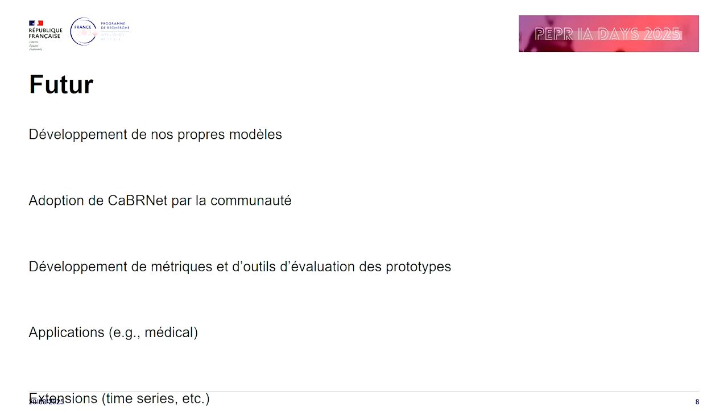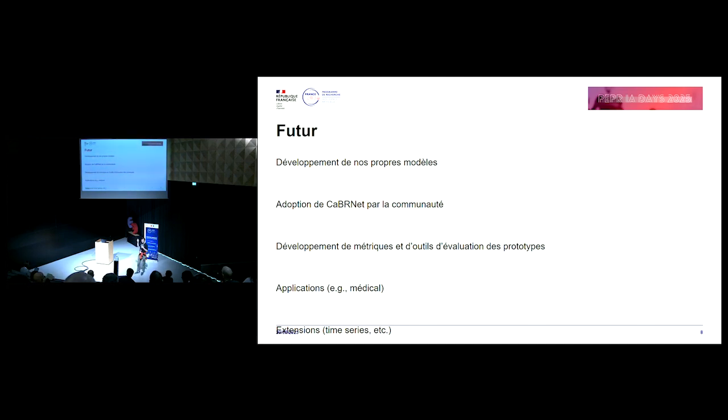And so for the future, now that we've got this platform, we want to use it to develop our own models and architectures, because we've got plenty of ideas. We're hoping that it's going to be used by the community and that other researchers will start to use this when they find that there is a real benefit to it. We want to develop metrics that allow us to understand beyond accuracy what makes a model very interesting, such as interpretability, for instance, and some applications such as the medical one, which was what the Italian researcher I mentioned before was working on. And there is extension to time series, for instance, so beyond images. Thank you.